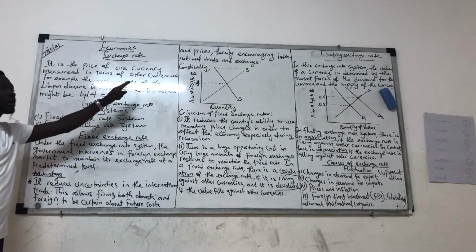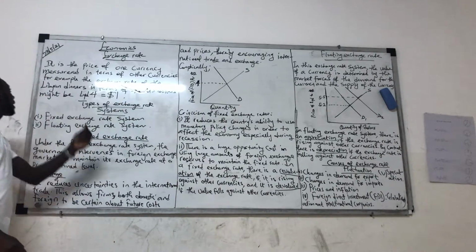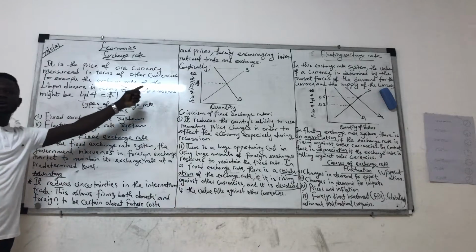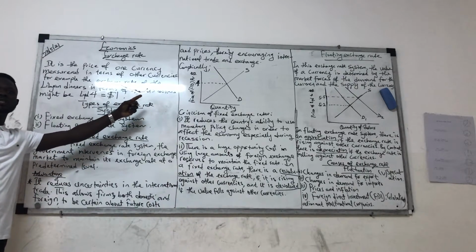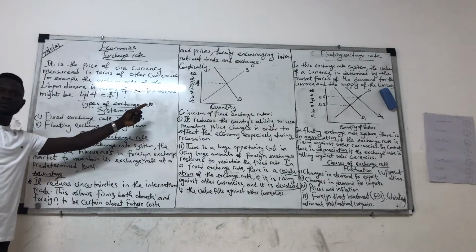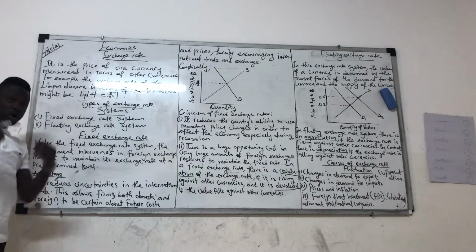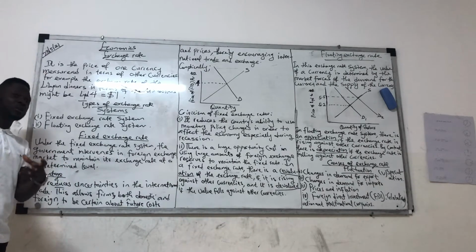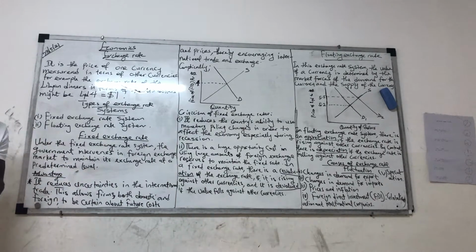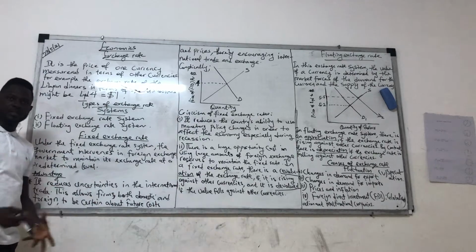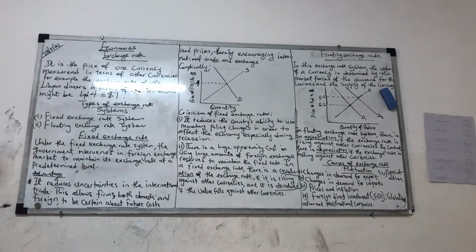It's the price of one currency, for example the Libyan dinars, measured in terms of other currencies, like in terms of the dollar, in terms of the naira, in terms of the lira, in terms of the Dutch mark, in terms of any other currency. When you measure a domestic currency in terms of other currencies, we call it exchange rate. Do we get exchange rate here?